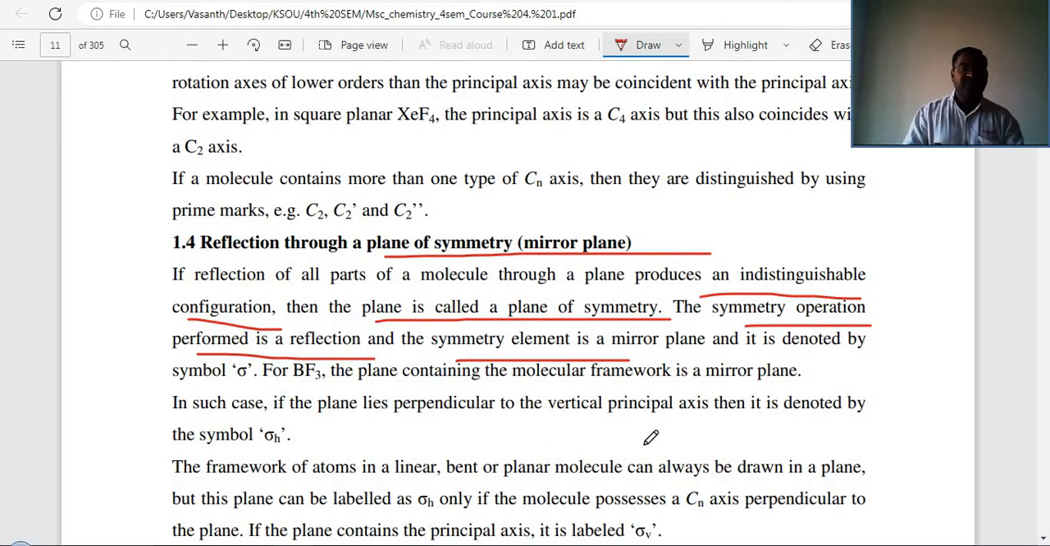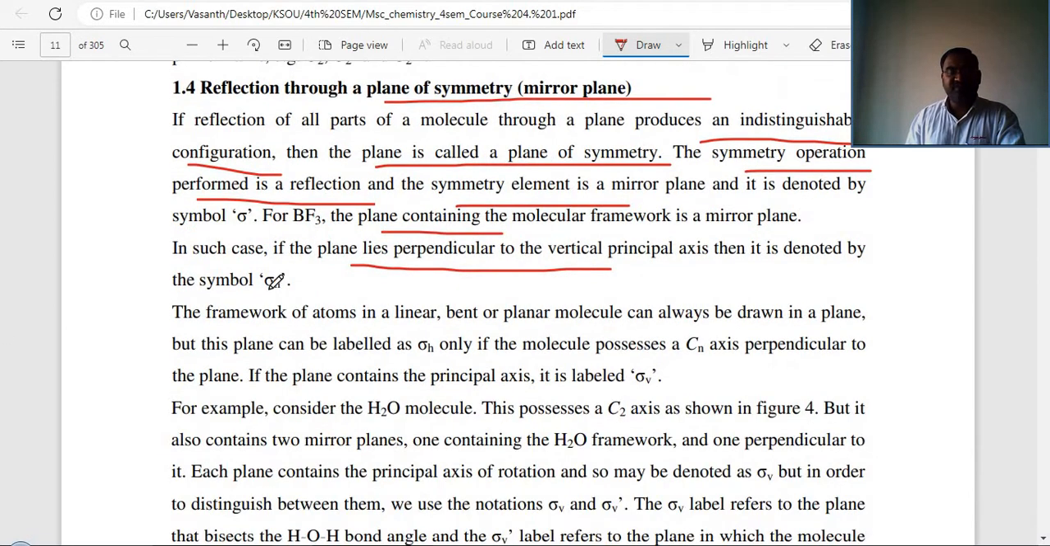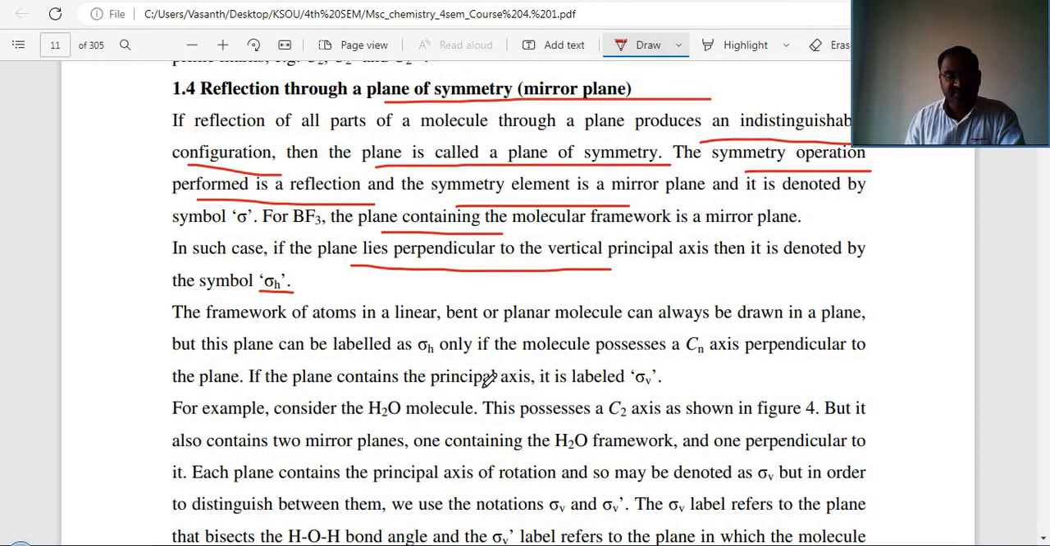For BF3, the plane containing the molecular framework is a mirror plane. The plane lies perpendicular to the vertical principal axis. Then it is denoted by the symbol sigma h.